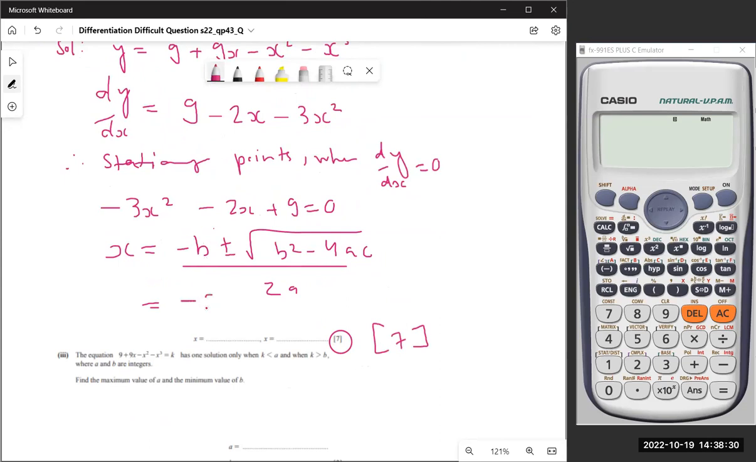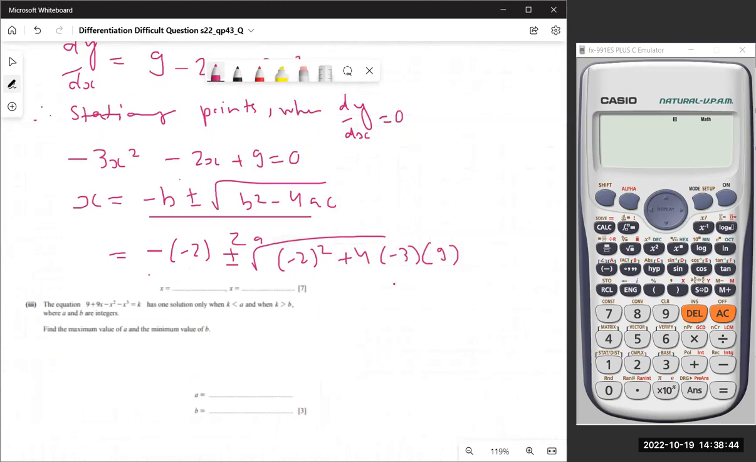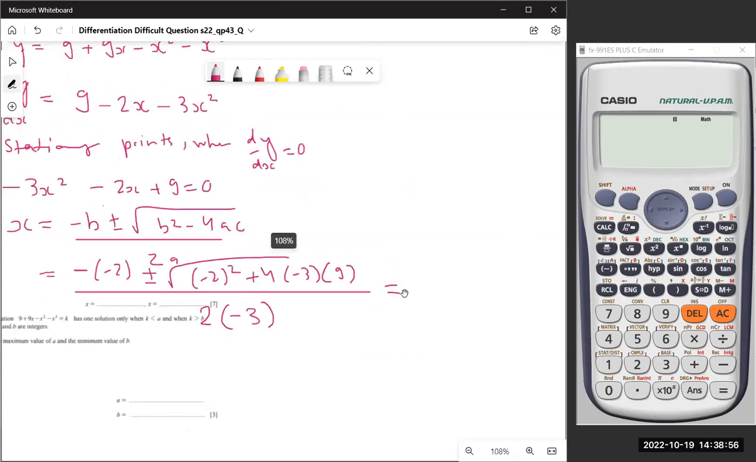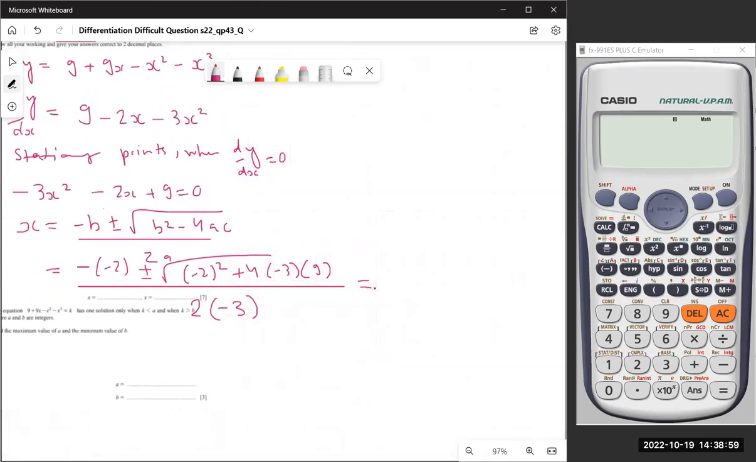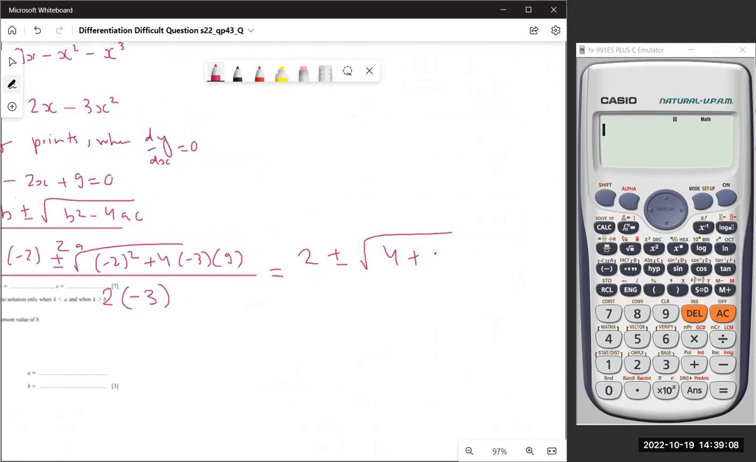So a is minus 3. Minus b will be minus of minus 2, plus minus the square root of minus 2 whole squared plus 4 times minus 3 times 9. Any questions on this? Nope. All right. That's a very big nope. So I'll give you a question like this afterwards. Now, minus 3 over here. When I simplify this, I should get my answer. So this will be 2, and 2 squared is 4. 4 plus minus 12 into 9, that's going to be 120.